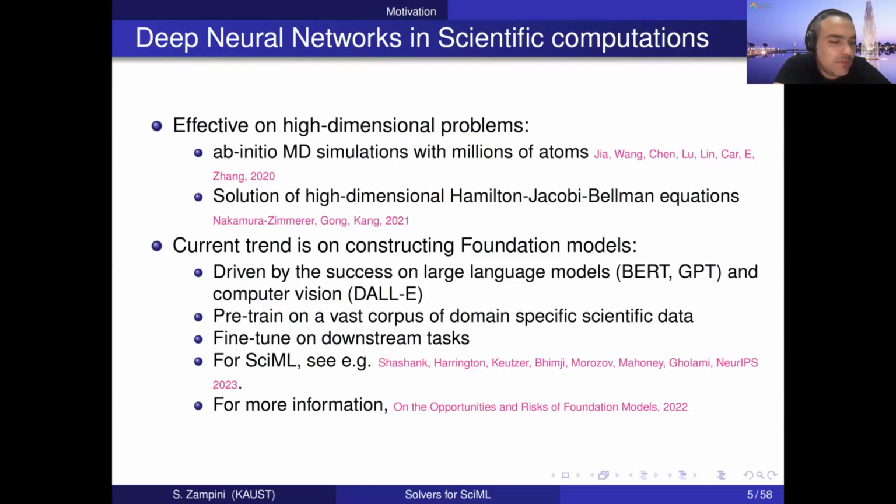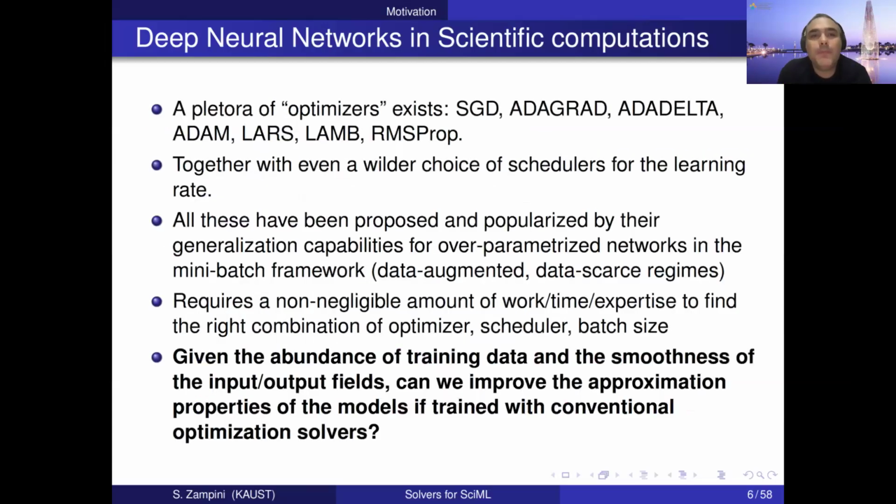On this wave of success, the next step is that people are still trying to work on constructing foundation models for science, building on the success of the large language models and the diffusion models, to try to construct foundation models also for science.